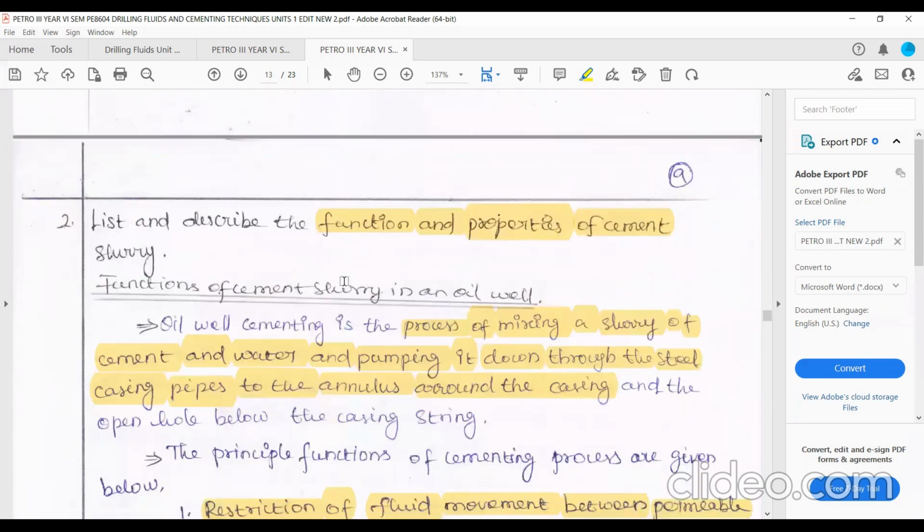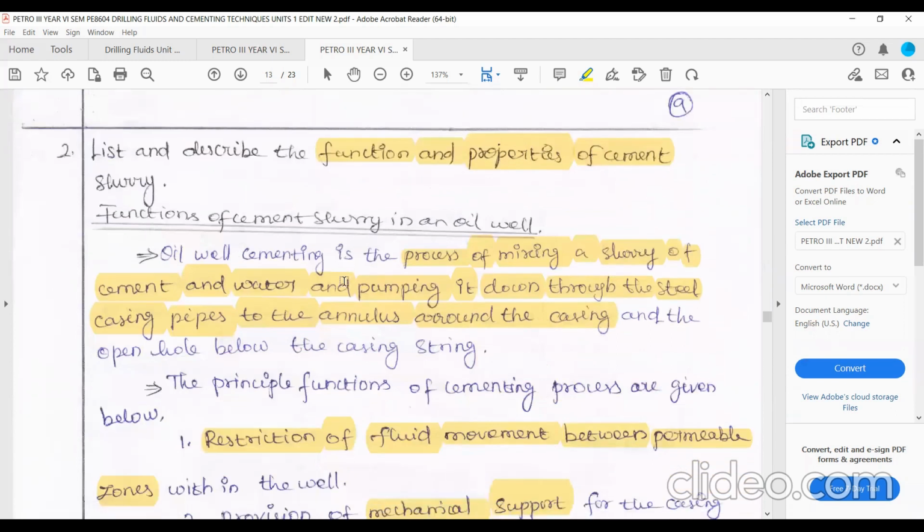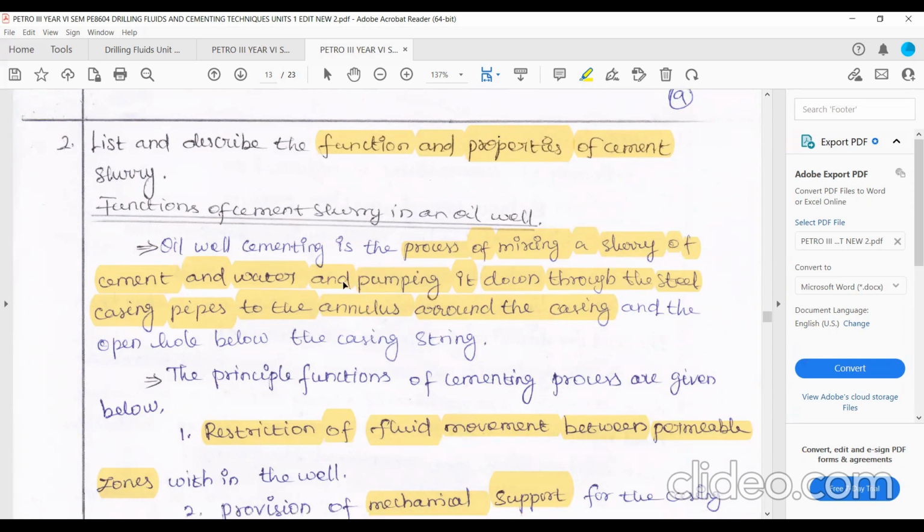Functions and properties of cement. Before getting into functions of cement, let's get into the very classic definition of what a slurry is. A slurry of cement is nothing but cement powder plus water and some additives or chemicals, which are pumped down to the steel casing, to the annulus.